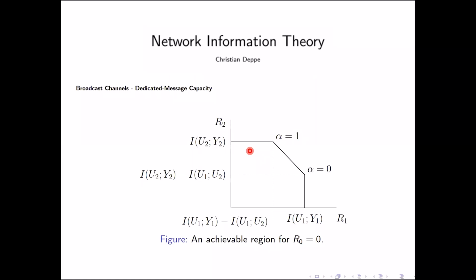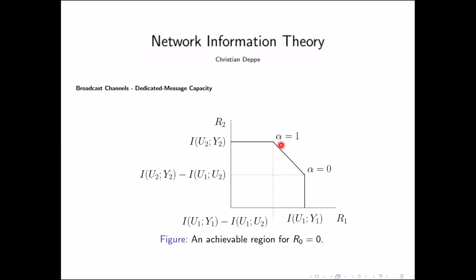Let us look again at the rate region for the dedicated message capacity. In this case, we have only two dedicated messages, for decoder 1 and decoder 2. And we showed that this region here is achievable. I want to point out these two special points, if alpha is equal to 1 and if alpha is equal to 0.